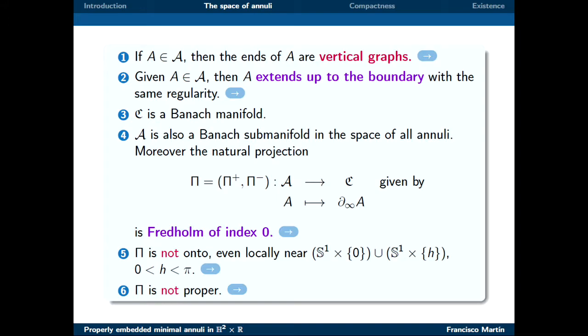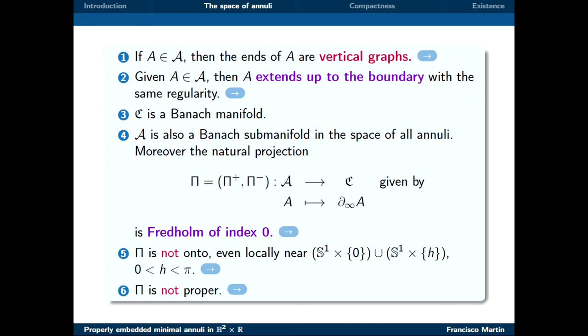And so, as well, C is a Banach manifold. This is straightforward. And something which is not so clear is that the space of minimal annuli whose boundary is in C is also a Banach submanifold of the space of all minimal annuli. And moreover, the natural projection that I'm going to divide in P plus and P minus. P plus means the top curve of the boundary, and P minus the bottom curve of the boundary. So this projection is a Fredholm of index 0.